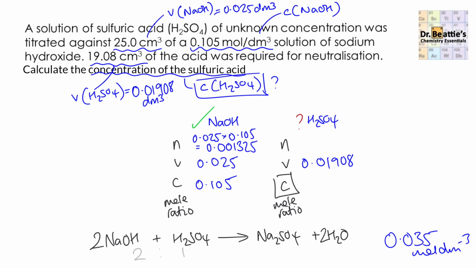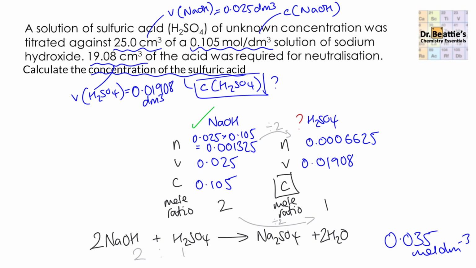So our mole ratio on here is our sodium hydroxide is 2 and 1 for sulfuric acid. So obviously to go between these two numbers, you'd have to divide by 2. Do the same operation to the moles. This is that value. Then we're left to work out concentration.